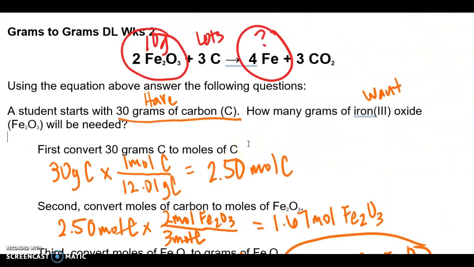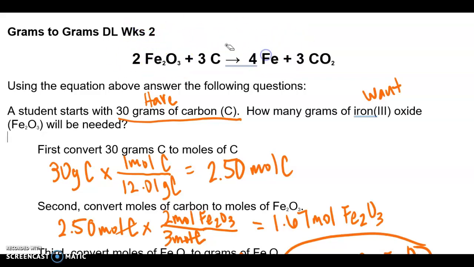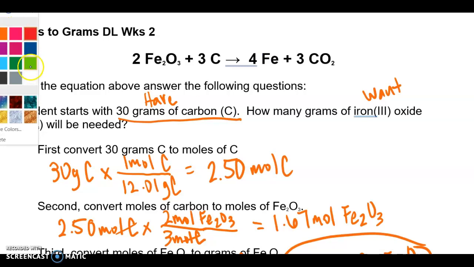Okay, 6.7 grams of iron. So up here, if we had 10 grams of this and we had lots of this, we would need 6.7 grams of iron, or we would get 6.7 grams of iron. We would produce that. All right, last one. We'll go green this time.